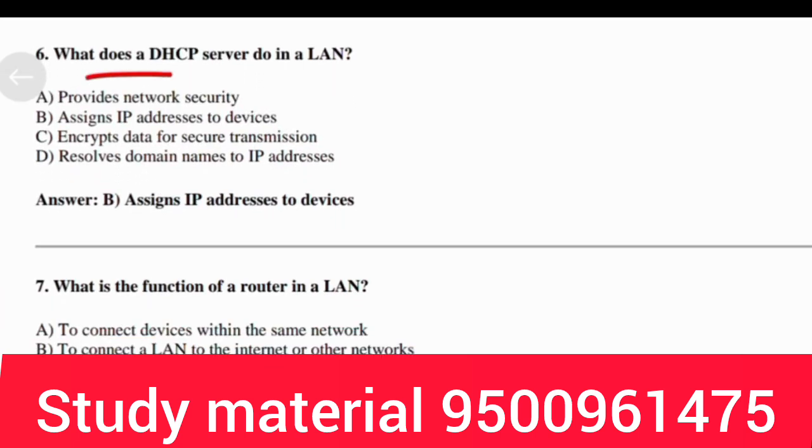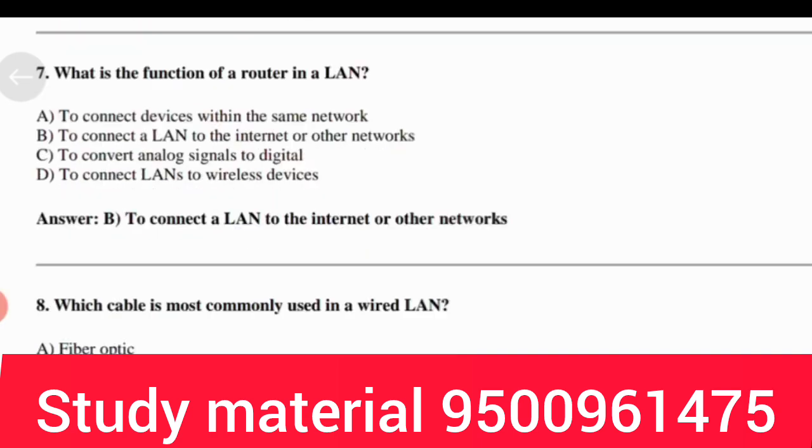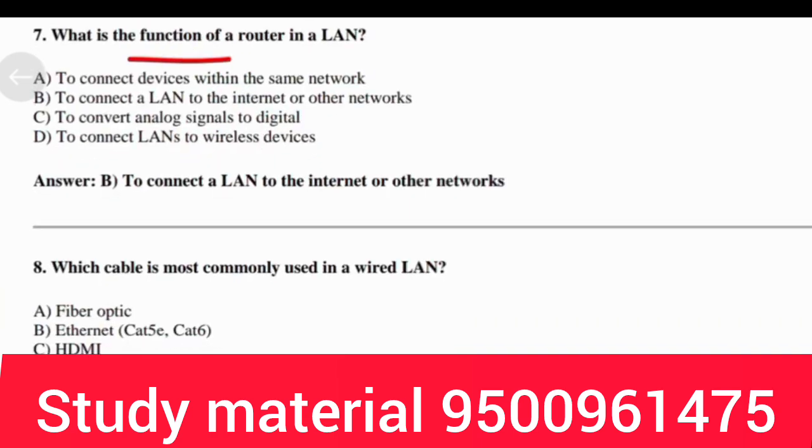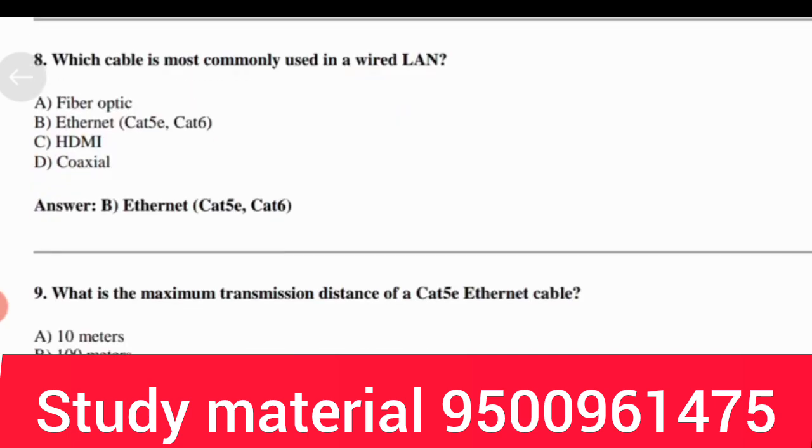What does a DHCP server do in a LAN? Assigns IP addresses to devices. What is the function of a router in a LAN? To connect a LAN to the internet or other networks. Which cable is most commonly used in a wired LAN? Ethernet, Cat5e, Cat6.